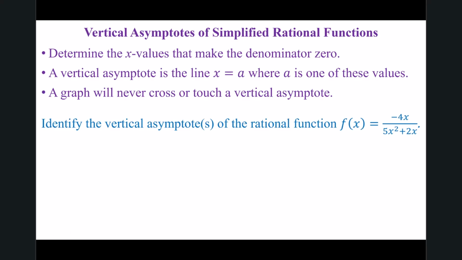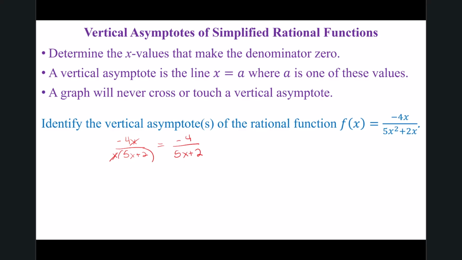Let's identify the vertical asymptotes of this function. f of x equals negative 4x divided by 5x squared plus 2x. If I factor that denominator, I can factor out an x and I get x times 5x plus 2. If I were finding my domain, I would say that my denominator can't be 0. So x can't be 0 and 5x plus 2 can't be 0. But before I find the vertical asymptotes, so first I find the domain, then I will cancel out my like factors, and I'm left with negative 4 over 5x plus 2.